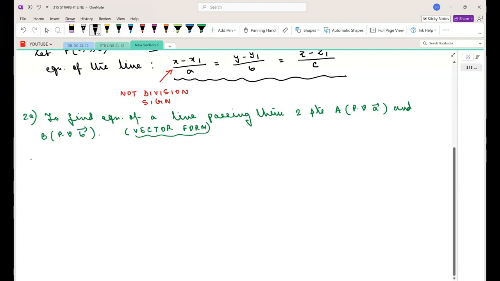So again, let P with position vector r. Conventionally, we always take the moving point's position vector in small letters, and if any points are given, say capital A, we take small a, for B we take small b. So this is a convention. Let P with position vector r be any point on the line.